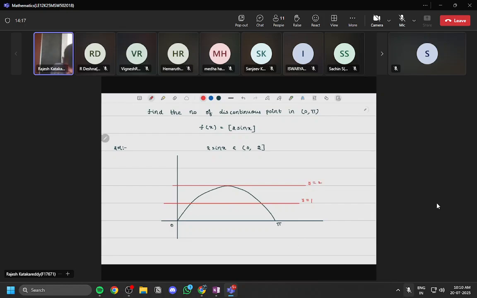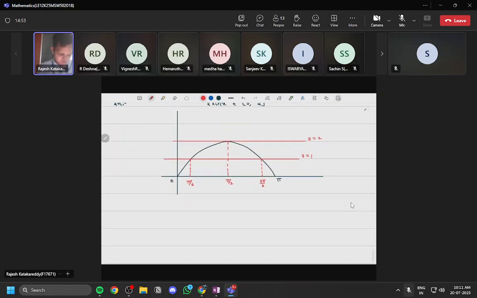So now, when will 2 sin x be equal to 1? 2 sin x is equal to 1, sin x is 1 by 2. So x is pi by 6. Clear? Again, sin x can be 1 by 2 at pi minus pi by 6, that is 5 pi by 6. Now again, 2 sin x is equal to 2, so sin x is 1. When is sin x 1? Pi by 2. Understood till here? Any doubts? Anybody till here?